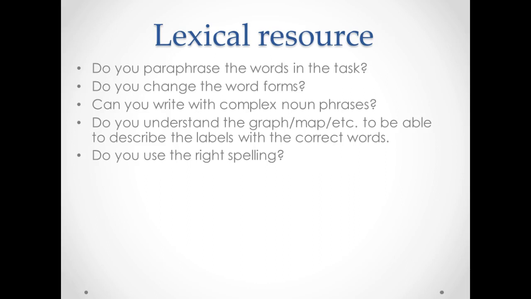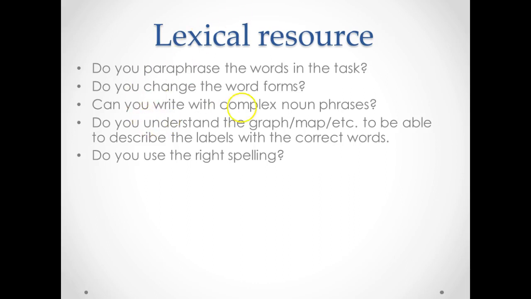The third one deals with vocabulary or lexical resource. How do you do this? How can you make the examiner happy? You can paraphrase the words in the task. So, if there is a noun in the task, population, you can use the word people in your task, or the residents of the country.